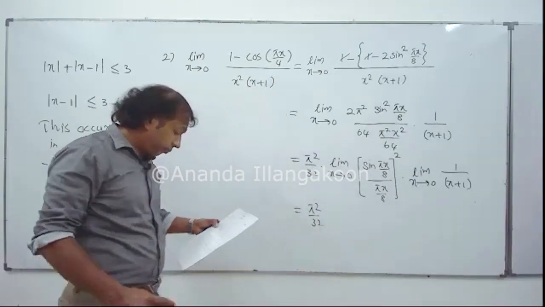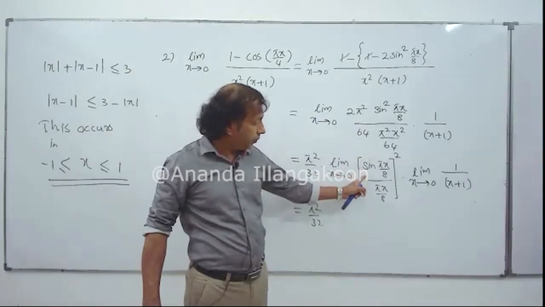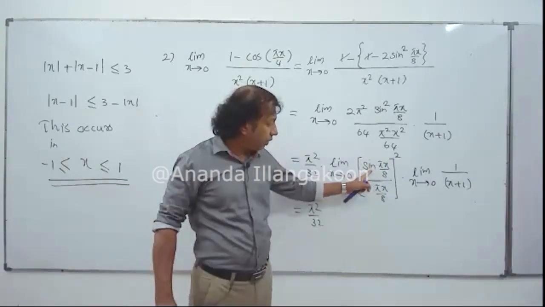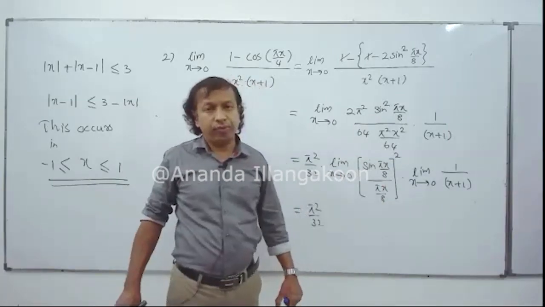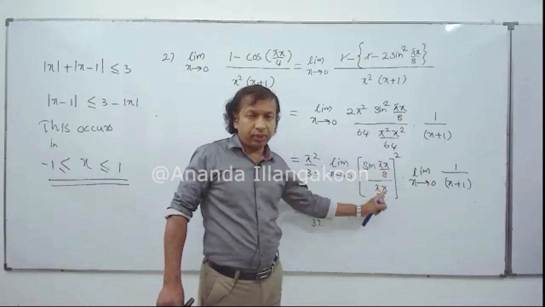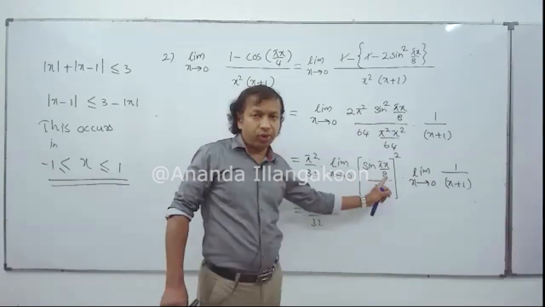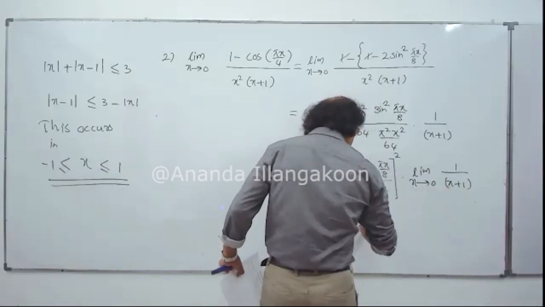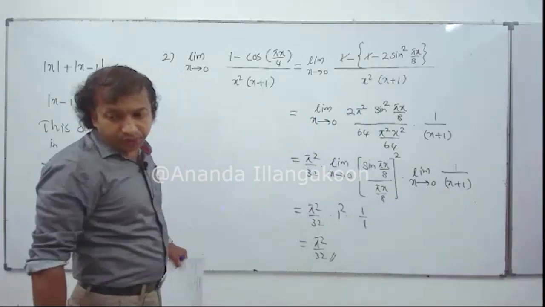5 squared by 32. What is this? When you bring this limit x going to 0 inside, you can consider this 5x by 8 as theta. Then here we have sine theta by theta. X going to 0 means any multiple of x going to 0, so 5x over 8 also goes to 0. Then here we have sine theta by theta; as x goes to 0, theta goes to 0, so sine theta by theta is 1, and 1 squared comes. Here when you put 0, 1 upon 1, the answer is 5 squared by 32. This is how we take it.